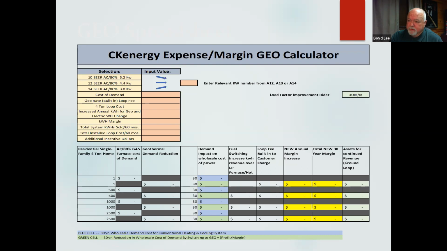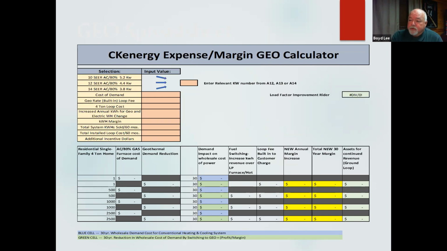Or you may be replacing a 12 SEER, or you may be replacing a 14 SEER. Just for purposes today, I'm going to use the 12 SEER right in the middle. So I'm going to put the 4.4 kW that is representative of that 12 SEER 3.5 ton system, what its draw is. And our cost of demand is about $10.80. So I put that in the demand slot.